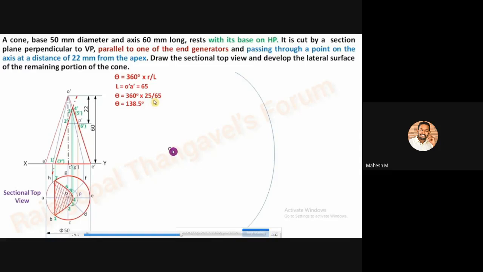Then initially you can mark the first line, particularly called O to A. Initially you can mark the first line at any angle. The angle can be chosen by you, so you can choose any angle. After that, you have to mark this particular theta angle. This one is the first line and this one is the end line. So the angle between this first line and this end line is 138.5 degree.